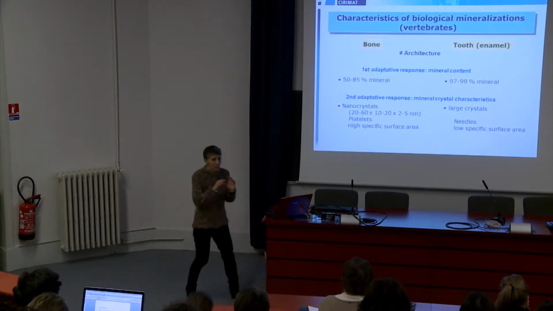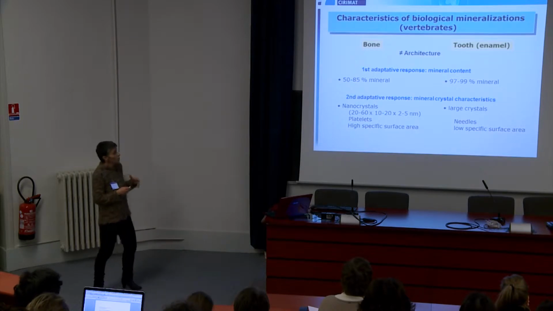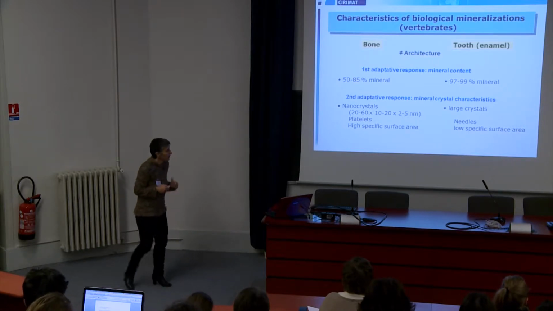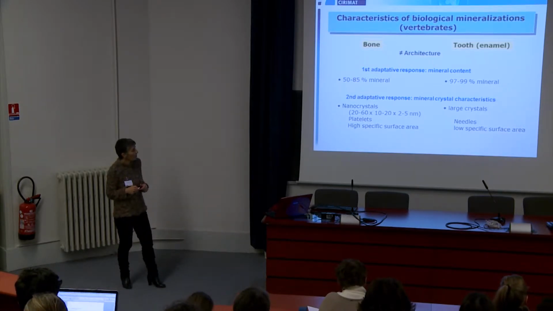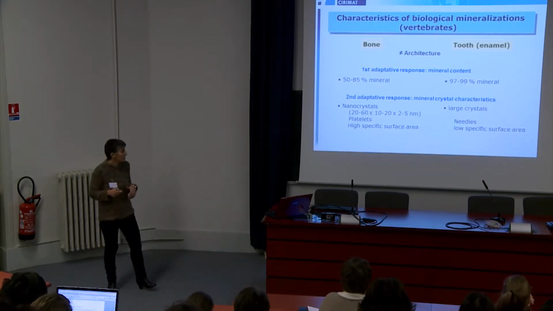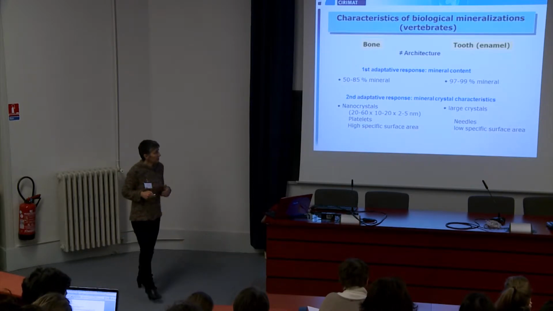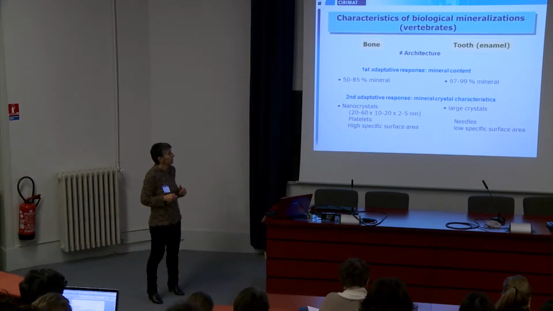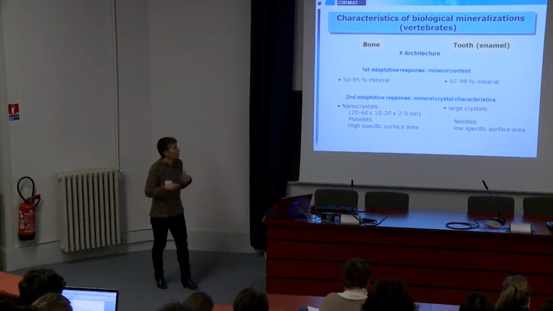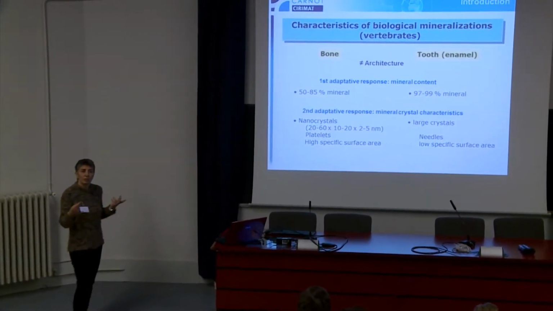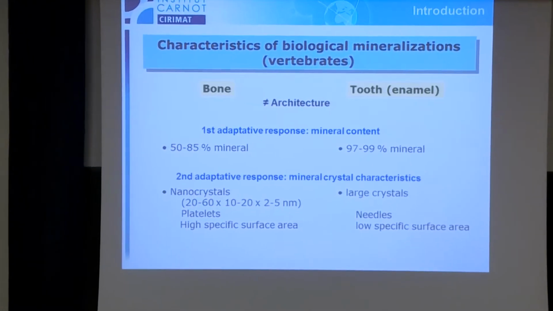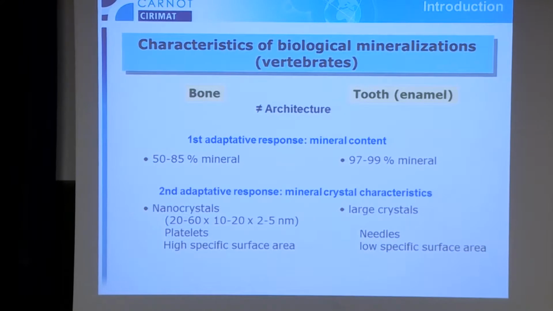And I will just briefly show you some adaptive responses that we can see. For example, in bone and tooth, if we compare bone and tooth enamel, they have different architecture, and the first adaptative response lies on the mineral content, with bone involving from 50 to 85% of mineral, depending on the type of bone. And in the case of tooth enamel, we have hypermineralized tissue, which is very close to 100%.